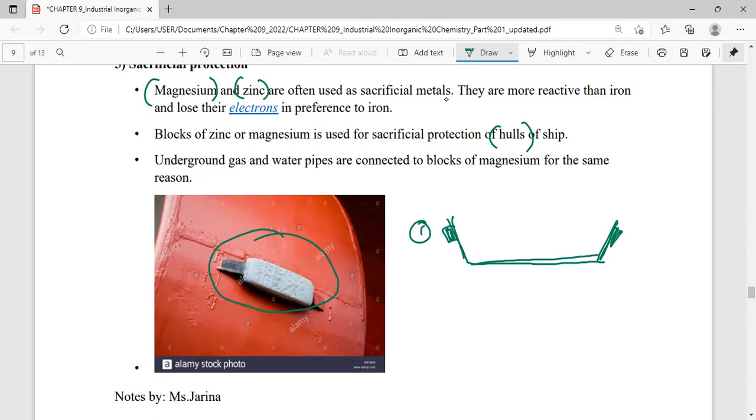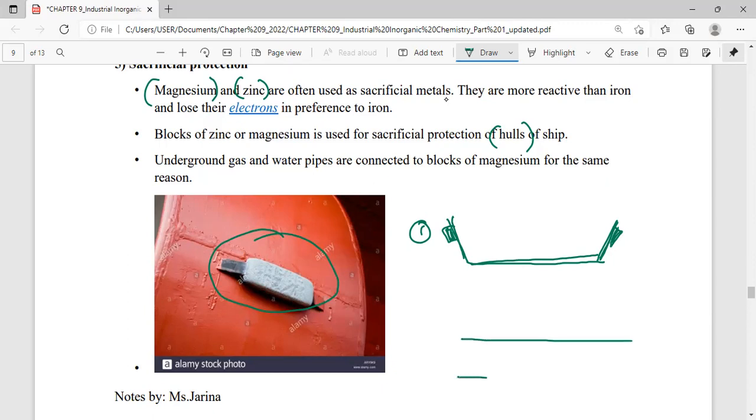This method is much more efficient, because once the magnesium reacts with the oxygen, of course it's going to corrode. Once it corrodes, they remove the blocks of magnesium and add extra blocks. So this way it saves time, and it's also a cost-effective method. All right.